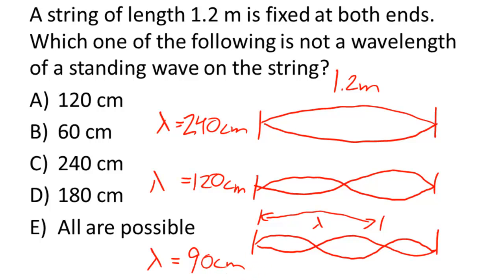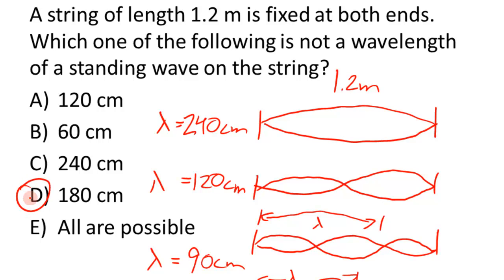And then we can go and do one more, and do this one. This one, the wavelength is going to be half of the string length. So this last one is going to be a wavelength of 60 centimeters. So you can see that the one we don't get is the 180 centimeters. That one's not possible.